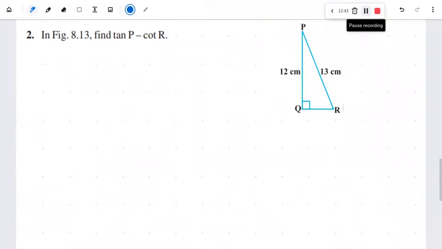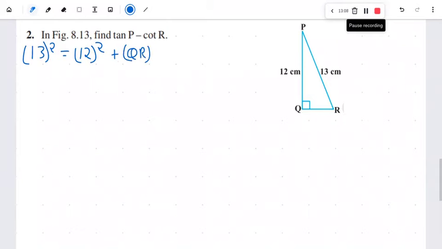No, we cannot find it. Now we see that we do not have the side QR. QR is not given to us, so first we will find that. Again how? By our Pythagoras theorem. So what I'll do, hypotenuse square, 13 square, will be equal to 12 square, the perpendicular, plus the base square.